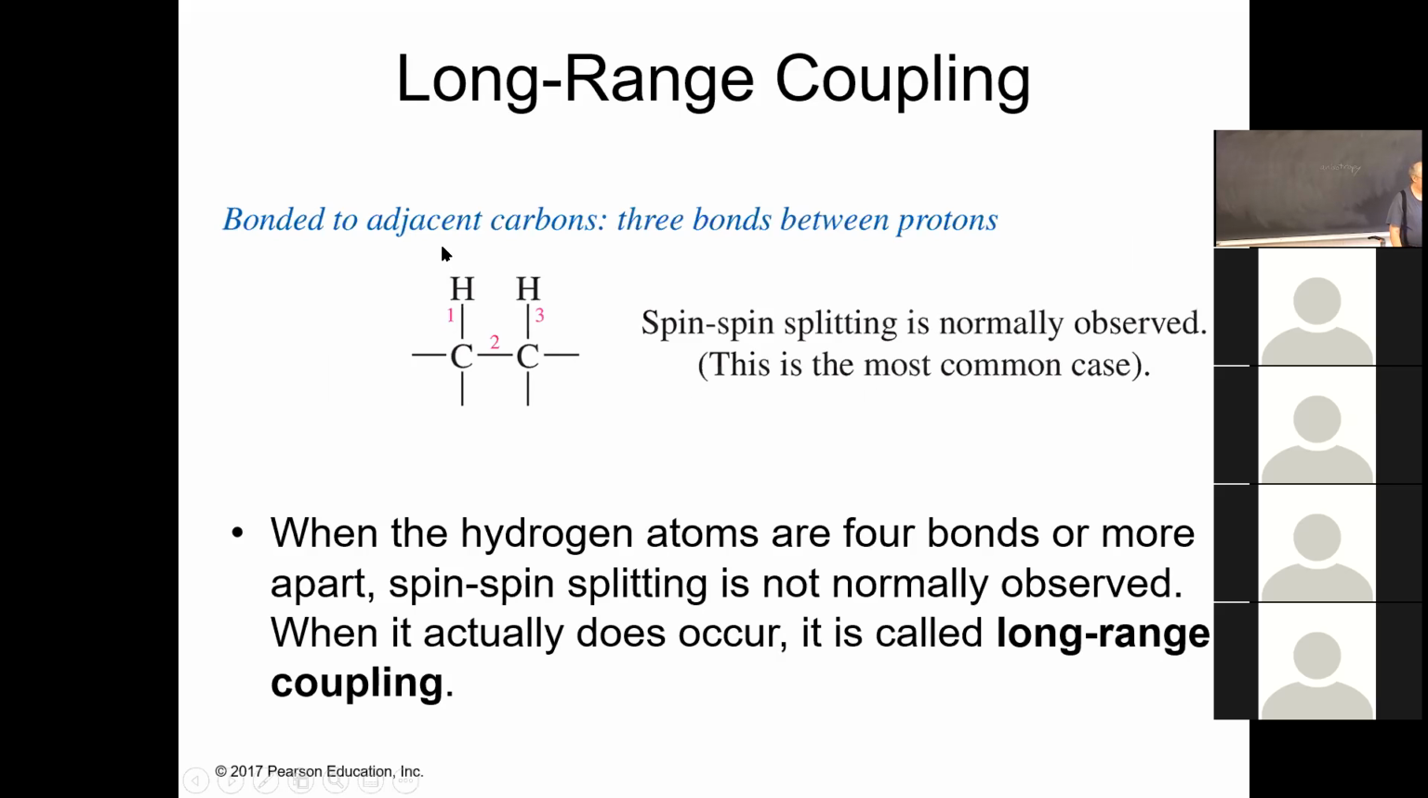Okay, so here we have bonding to adjacent carbons, 3 bonds between the protons, and this is the most common case. When hydrogen atoms are 4 bonds or more apart, spin-spin splitting normally is not observed. When it does occur, it's called long-range coupling.